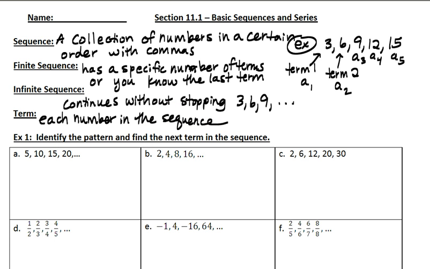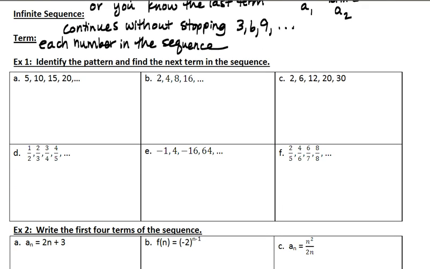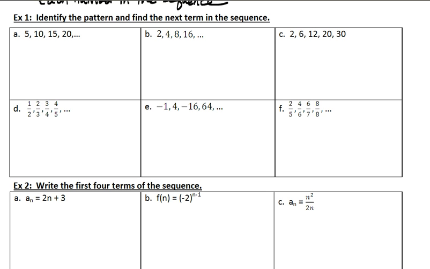Alright, for the first example, I've just got a bunch of different sequences. Again, anything could happen: adding, subtracting, multiplying, dividing. We're just going to try to identify the pattern and find the next term in the sequence. Look at the first one here, A. It looks like it is adding 5, so the next term in the sequence is 25.